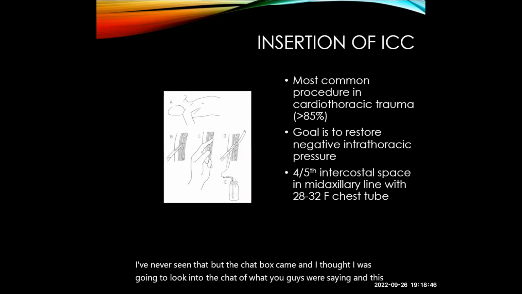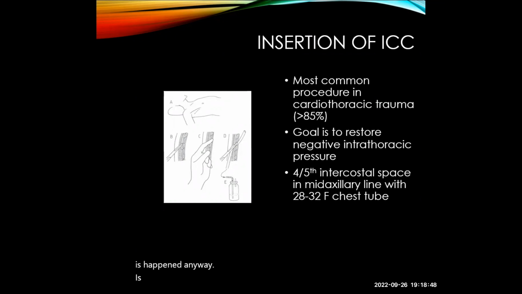Anyway, is there an indication for surgery in hemothorax? When do you intervene and what would you do? Do any of you know? So you put a chest drain, blood's come out. When will you intervene? What are the indications for surgery?